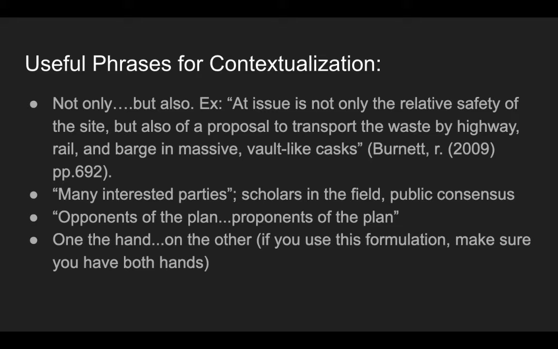These sorts of little phrases, so many interested parties, scholars in the field, public consensus, also help frame out, through prepositional phrases and intro phrases, who is saying what to whom. Again, proponents of the plan, opponents of the plan. And you are also welcome to use on the one hand and on the other. But if you use that formulation, make sure that you use both hands.